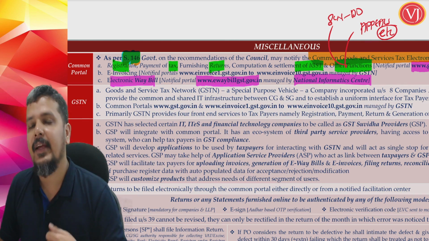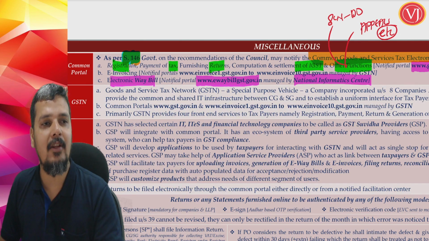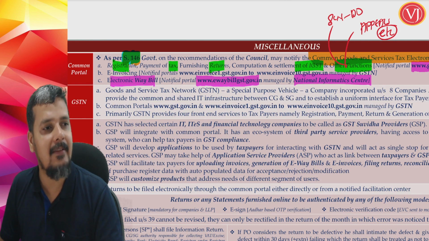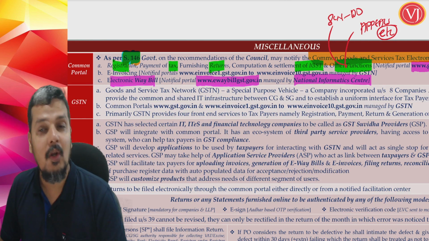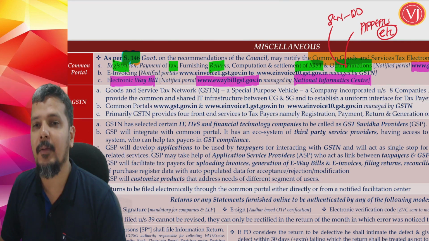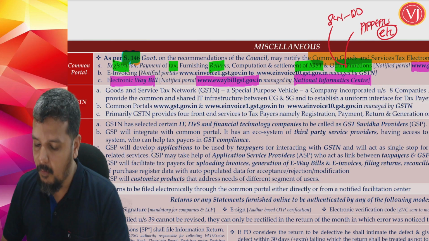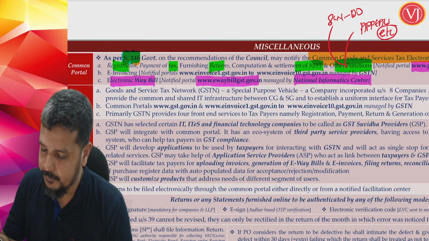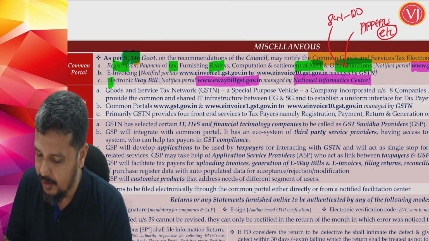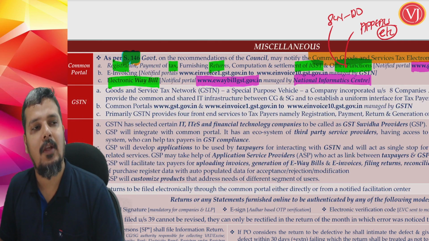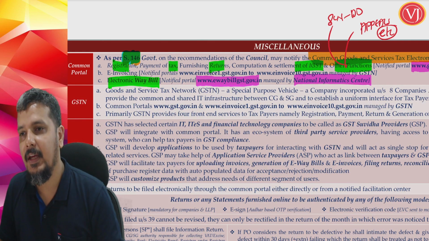Starting from giving the notice, giving the intimation, passing the order, challenging it in appeals, etc. Everything will happen on your normal portal, www.gst.gov.in. What will happen then in the e-waybill portal? Only and only generation of e-waybill.